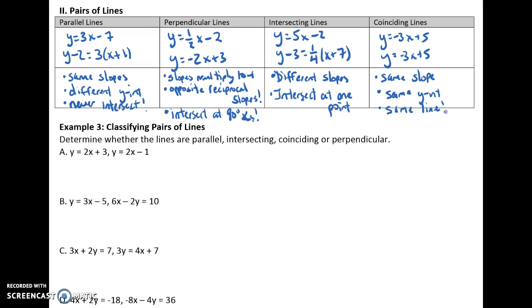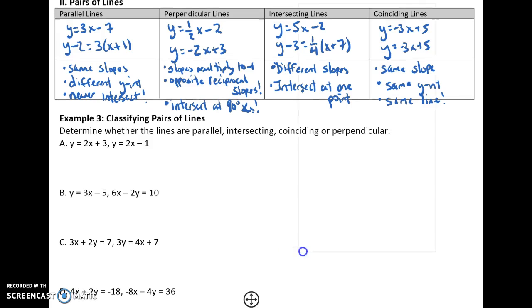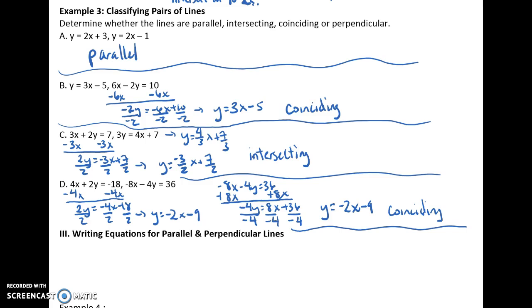Okay, so you'll want to be able to use these pieces of information to figure out if lines are parallel, intersecting, coinciding, or perpendicular. So take a look at example 3, and I want you guys to take a couple minutes and give it a shot yourself first, right? If it helps, put your lines in slope-intercept form, right? So solve for y, and then double check their slopes, double check their y-intercepts, and then we'll check in a moment.